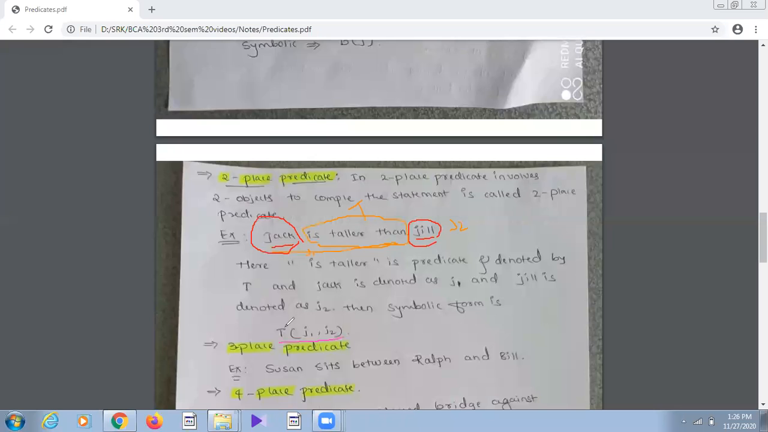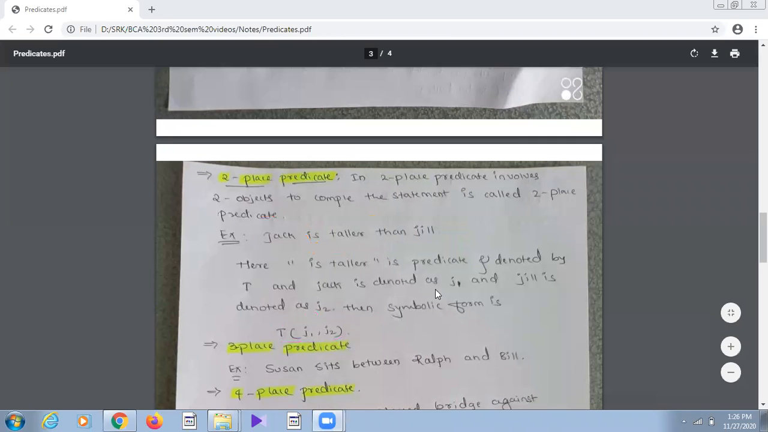Whatever this predicate is, it tells the common feature between both the individuals, J1 and J2. So Jack is taller than Jill. This primary statement can be written in predicate logic like this: T of J1 comma J2. Any doubt in the two place predicate? No, sir.